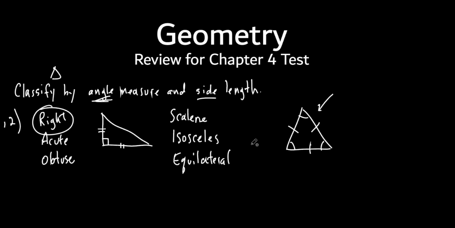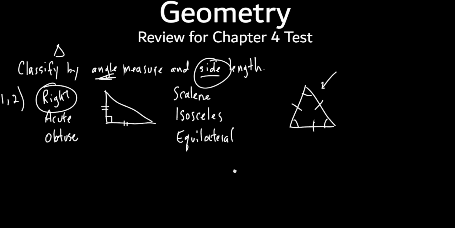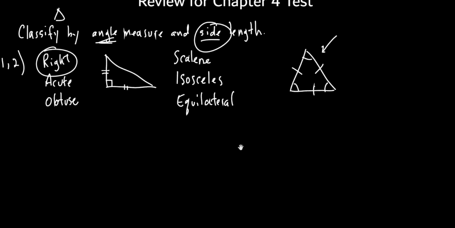Just pick one. But then you got to pick a side length. What about the side lengths? You could call it equilateral because all three sides are equal. And you could also call it isosceles because at least two of the sides are equal, right? So either one of those. All right, enough of that. It's 1 and 2. I expect everybody to get 1 and 2 correct.